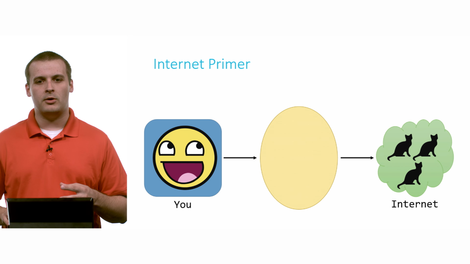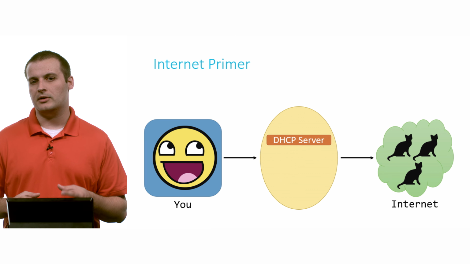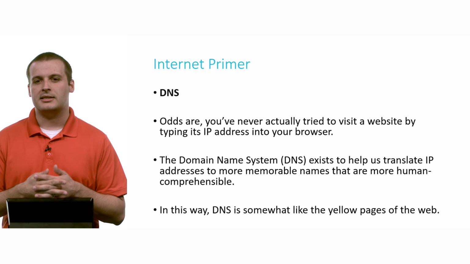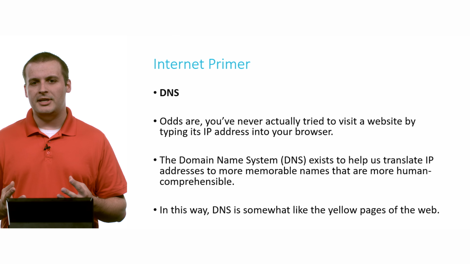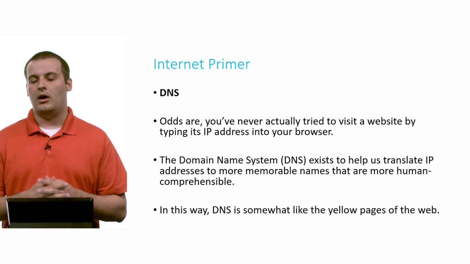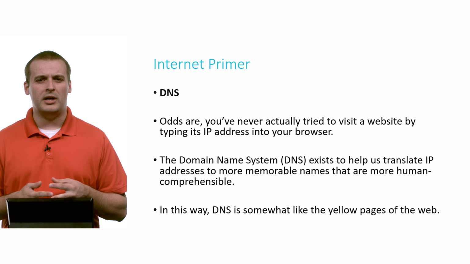So let's revisit this diagram. Somewhere between you and the internet, there's a DHCP server. OK, so that's good. Now let's talk about DNS. So we've talked all about these IP addresses, and we know that if we're going to uniquely identify a device on the internet, it has to have a unique address, and we could visit that address if we wanted to.